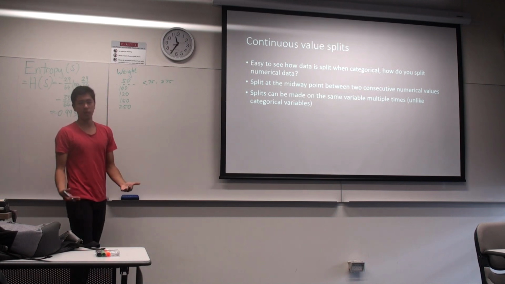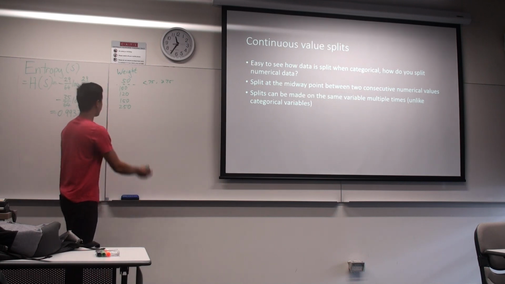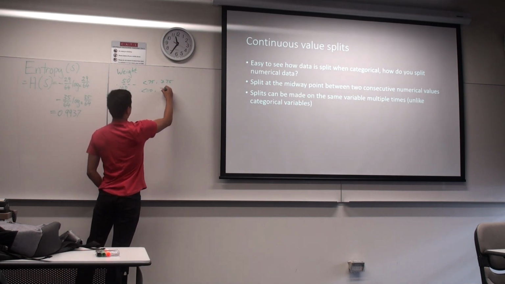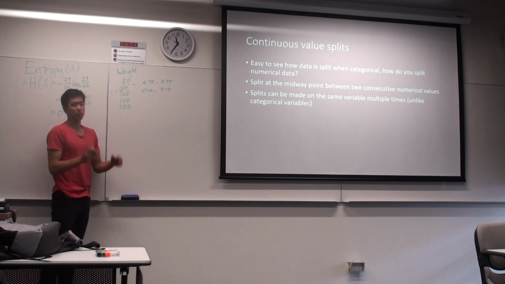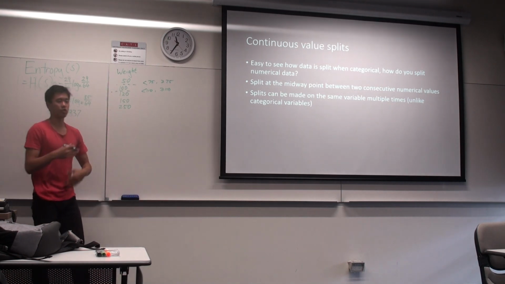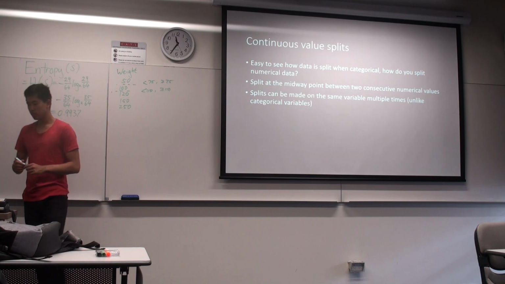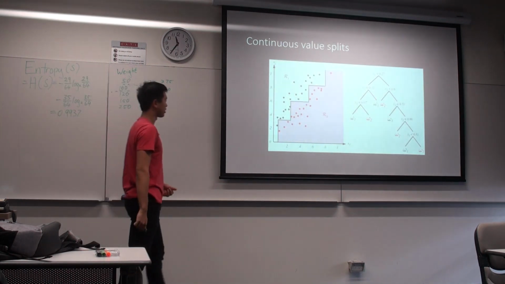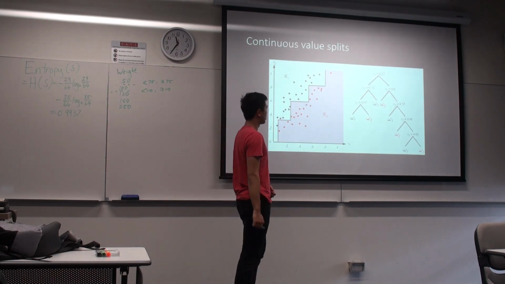I would find the information gain for that, record it. And then for the next split, I just go between these, so less than 110, greater than or equal to 110, and split on that. And just do that over and over. So yeah, you could end up with something that looks like this.